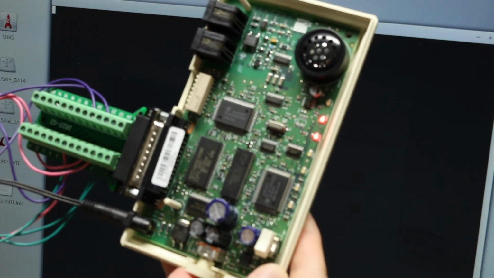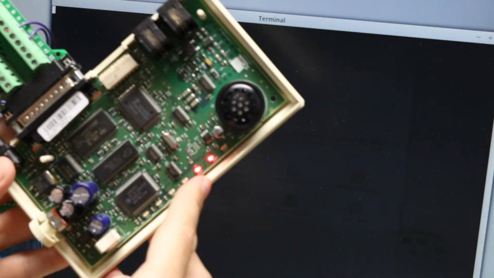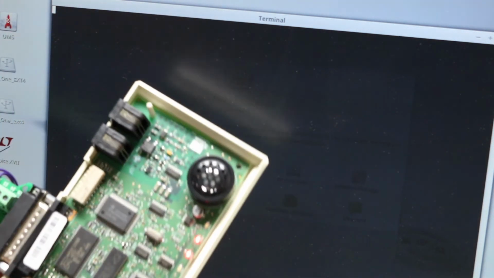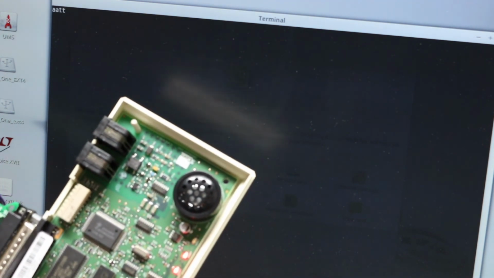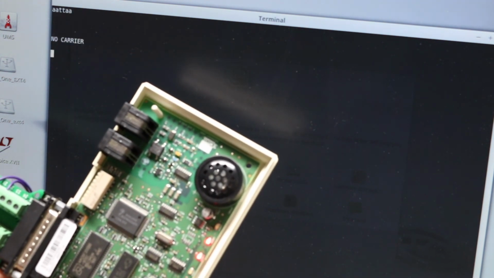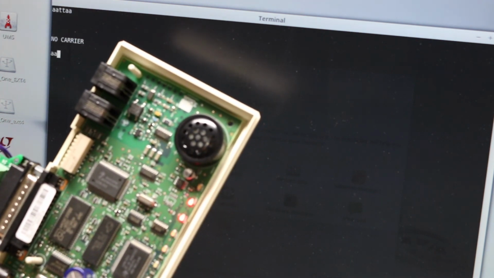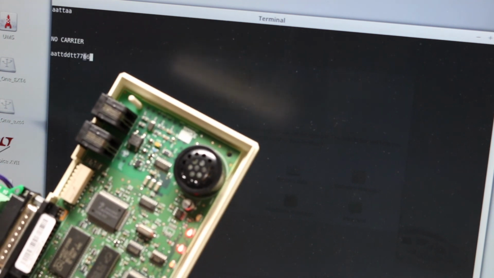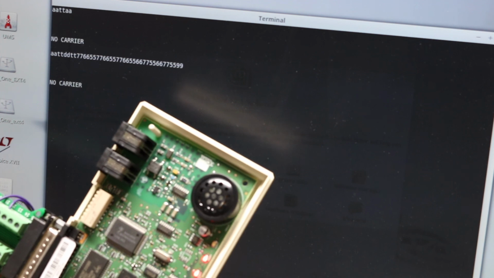So here's the 33.6 modem with the makeshift serial cable, and it's powered on and ready to go with the two lights. So without a phone line, if I type ATA to answer the phone line, it immediately just says no carrier. And if I try to dial ATDT for dial touch tone, and then a bunch of numbers, it also goes immediately to say no carrier.